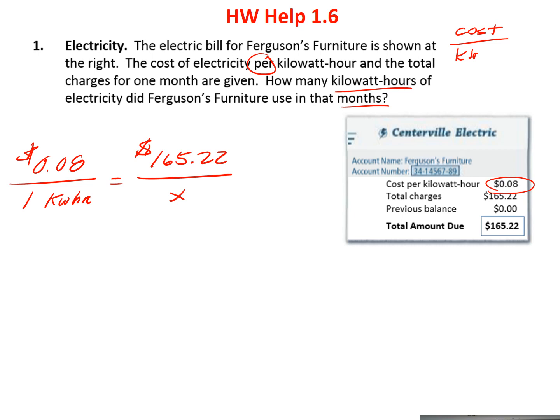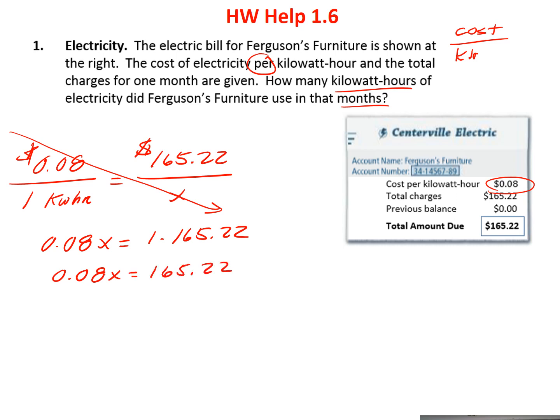And the easiest way to solve proportions is to cross multiply. Remember that cross multiplying is not a trick. What we're actually doing is like when we want to get rid of fractions, we multiply by the denominator. We're actually multiplying by the x and then multiplying by the 1. So I'm going to do that. Cross multiply here, and I get 0.08x equals 1 times 165.22. Okay, so we got 0.08x equals 165.22, and now solve for x.